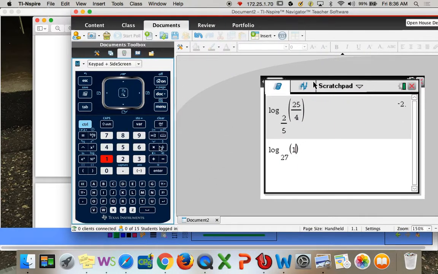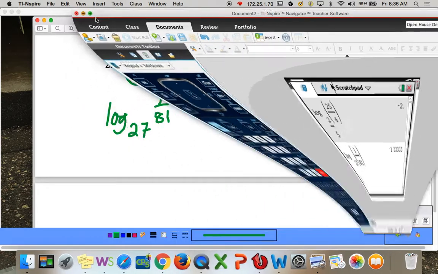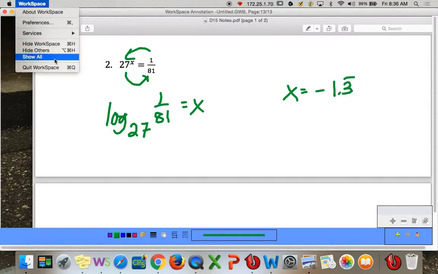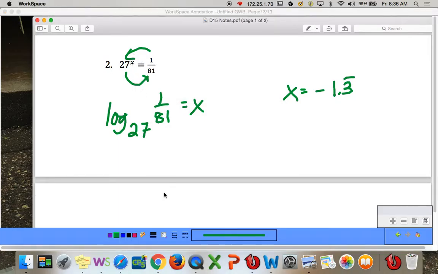Yep, 1 over 81. Oops. And we get -1 1/3. So x equals -1.3 repeating, or you can say -1 1/3. Okay, so those are exponential functions when x is the exponent.